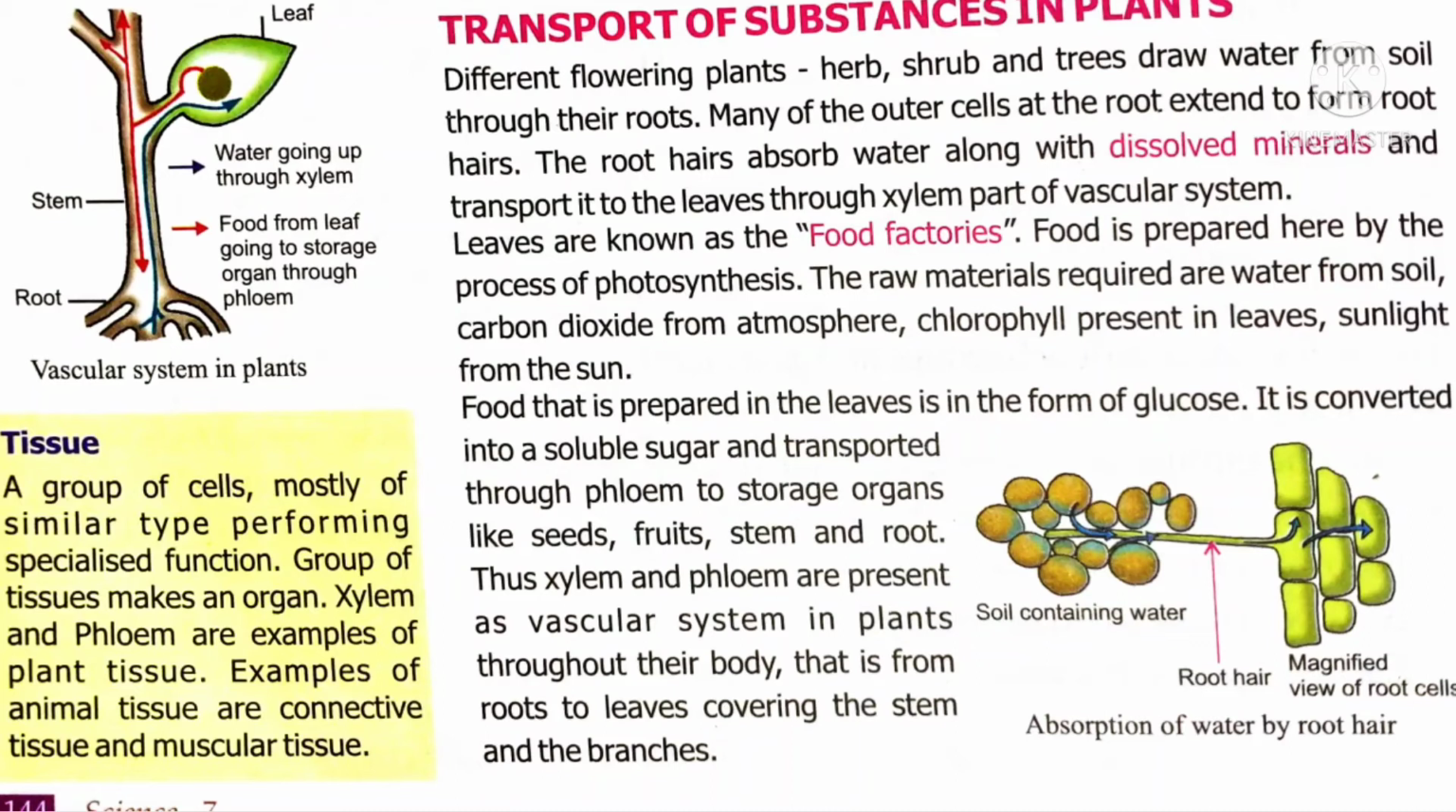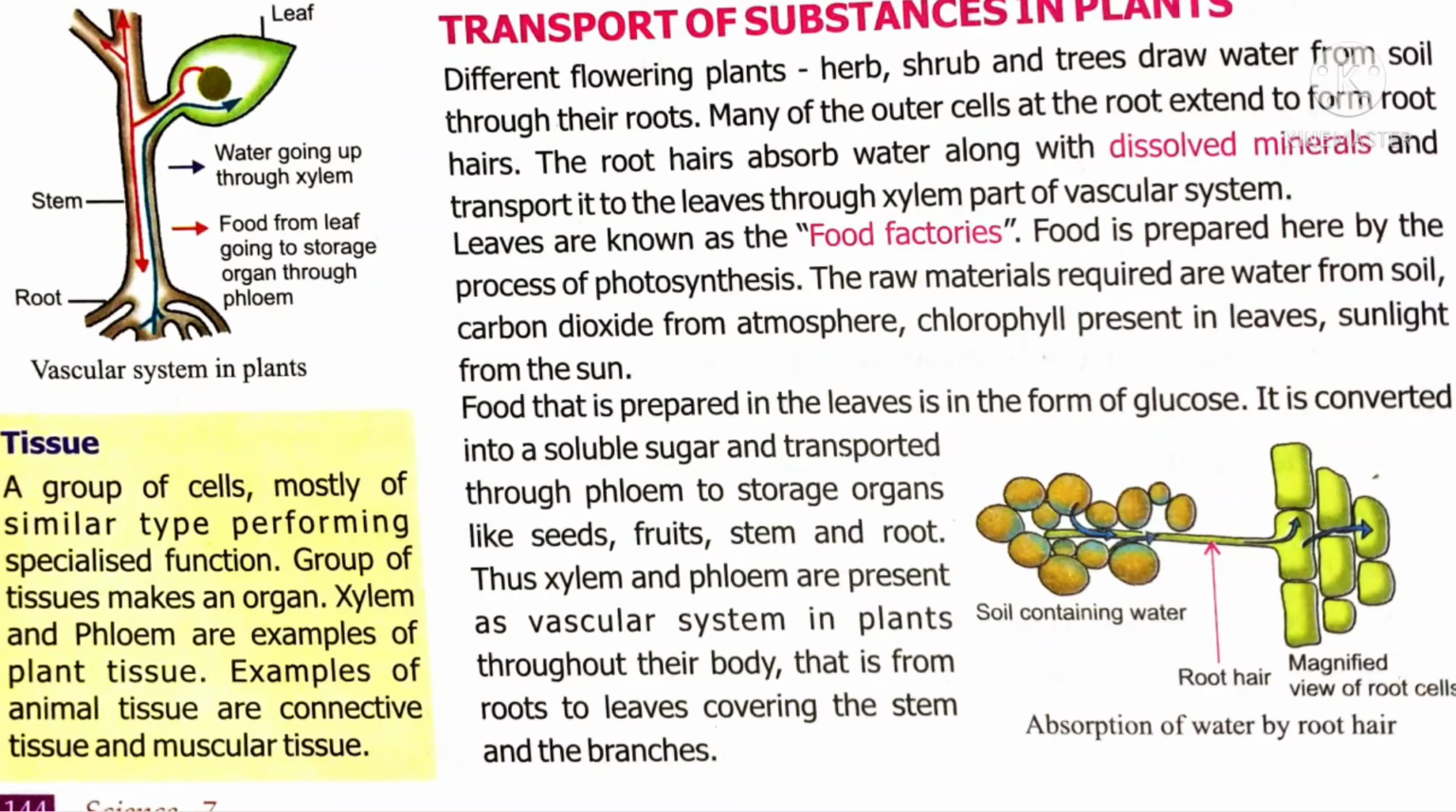What is the food name I told you? Glucose. And it is converted into soluble sugar. This kind of sugar is stored in potato or carrot, like this edible part, which we consume. Different edible seeds, edible stems, edible leaves, and edible roots of plants we eat as vegetables. So we understand that leaves prepare glucose, and this is converted into sugar, which is transported through the tube-like structure called phloem, and it is stored in different parts of the plant.